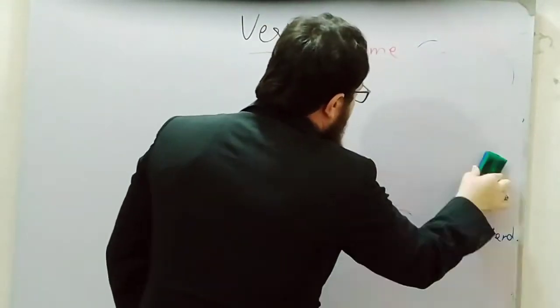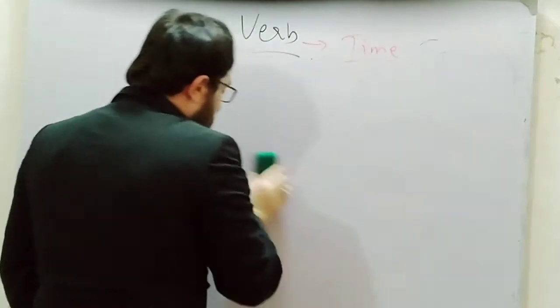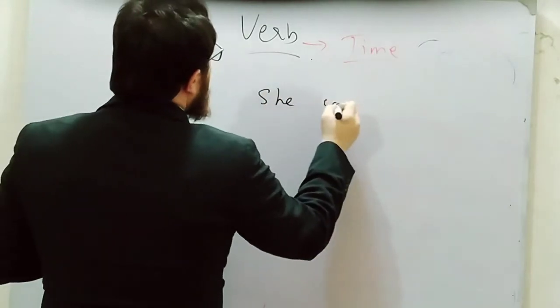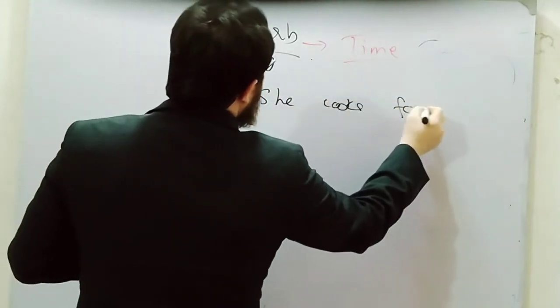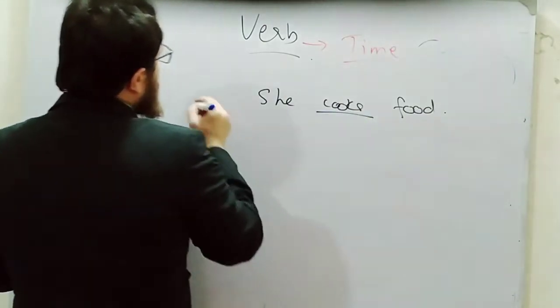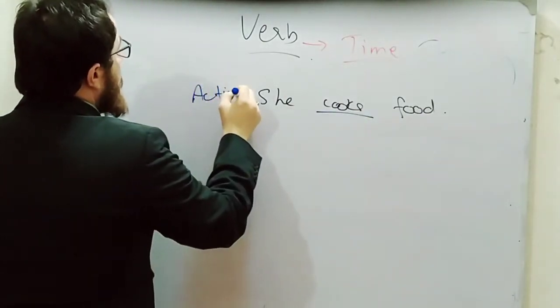So we will come to the very first one. The first example is she cooks food. Here the verb is cooks. What does it show? It shows action.